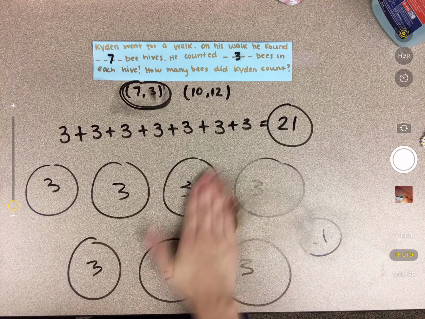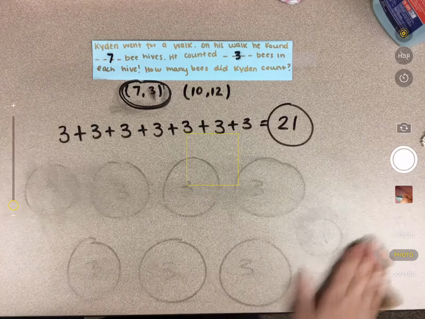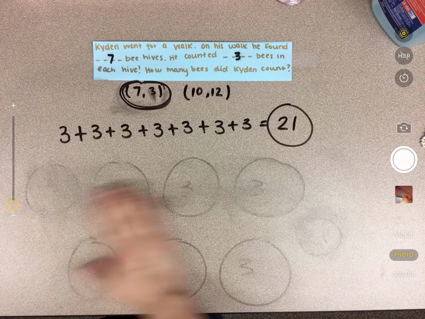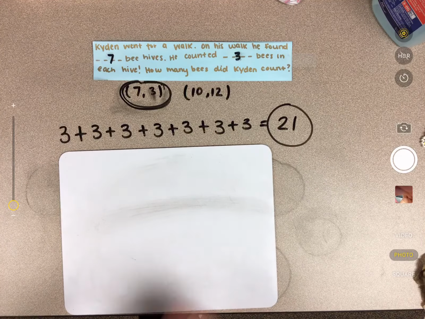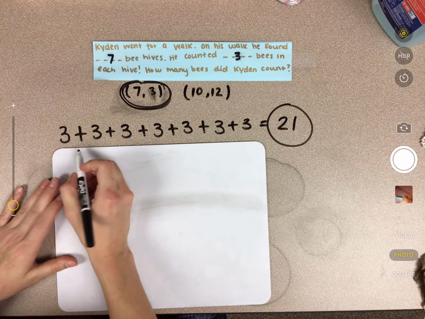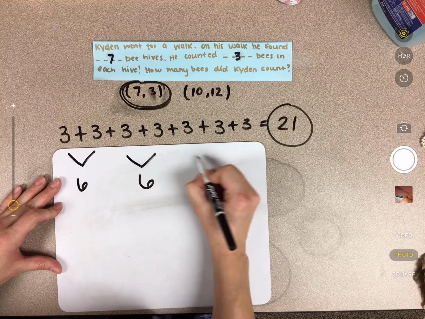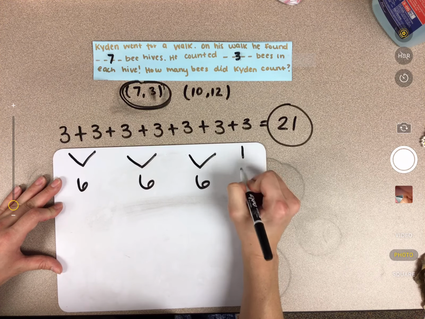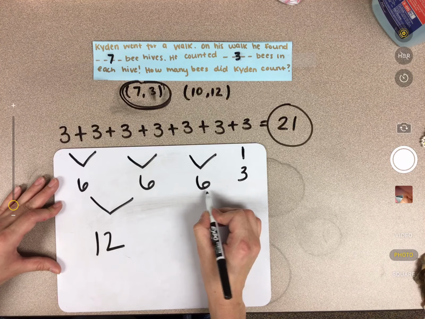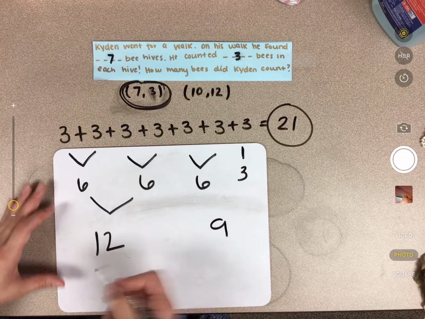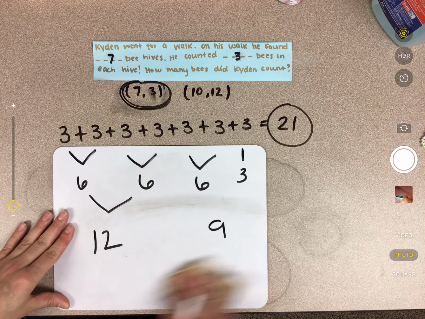One other way that you could look at this is if we get rid of all of these 3s down here, I'm gonna use my whiteboard. So if we have all of these 3s right here, and that gets us to 21, we could group these 3s, and we could do 6, 6, 6, and then there's one more 3. So I know that 2 6s is 12, and then 6, 9, then I could do 9 and 12, and that gets me to 21. So you can group your numbers into even smaller groups.